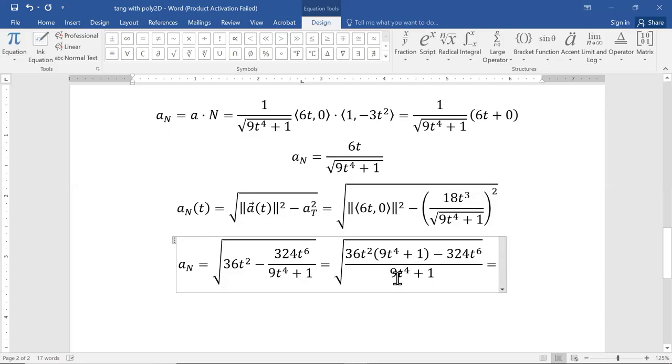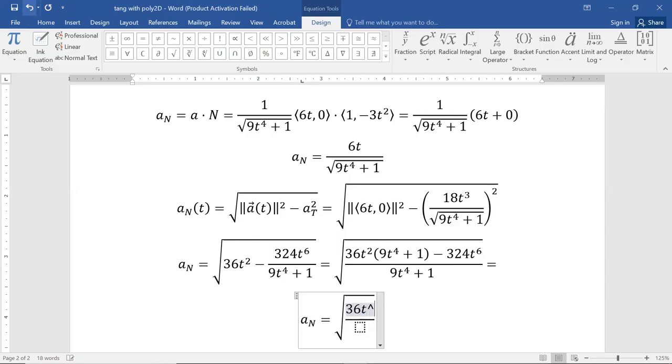Well, when I take 36t squared times 9t to the 4th, I get 324 times t to the 6th minus 324 times t to the 6th. That'll cancel that out. And what I end up getting, let me do one more line. On top, sorry, is 36t squared.